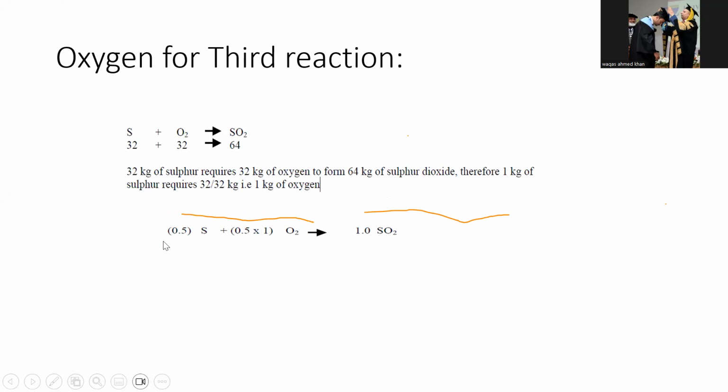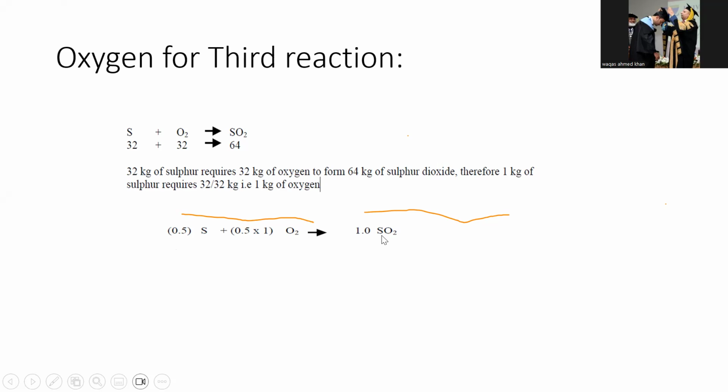Similarly, in the sulfur case, the balanced chemical equation is sulfur plus oxygen gives sulfur dioxide. So here, 32 kg of sulfur requires 32 kg of oxygen to form 64 kilograms of sulfur dioxide. For 1 kg we divide the whole numbers by 32, and we find that 1 kg of sulfur requires 1 kg of oxygen. We have 0.5 kg of sulfur in the laboratory analysis.